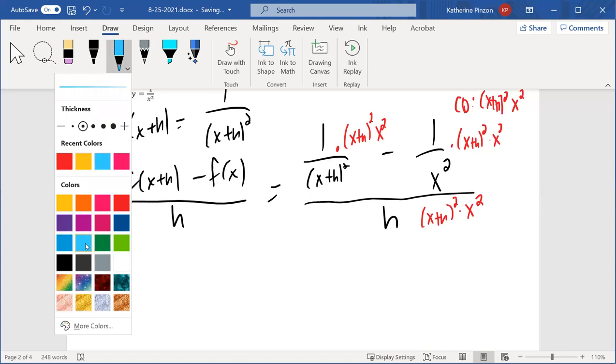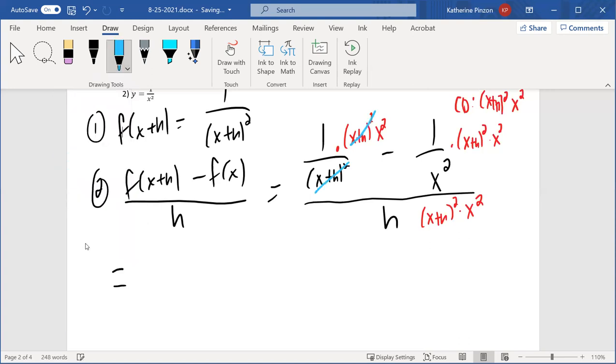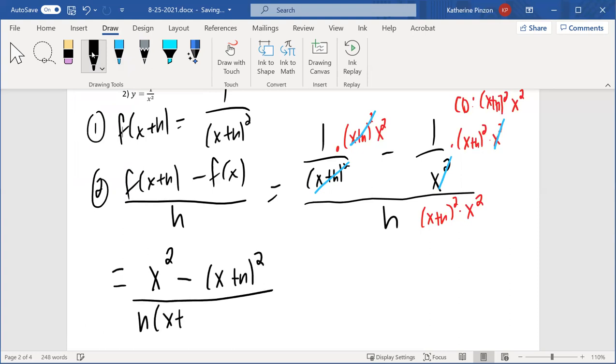In the first term, the x plus h squareds cancel out. So I'm left with x squared. In the second term, the x squareds cancel out. So I'm left with x plus h squared. In the denominator, I have h times x plus h squared times x squared. Okay.